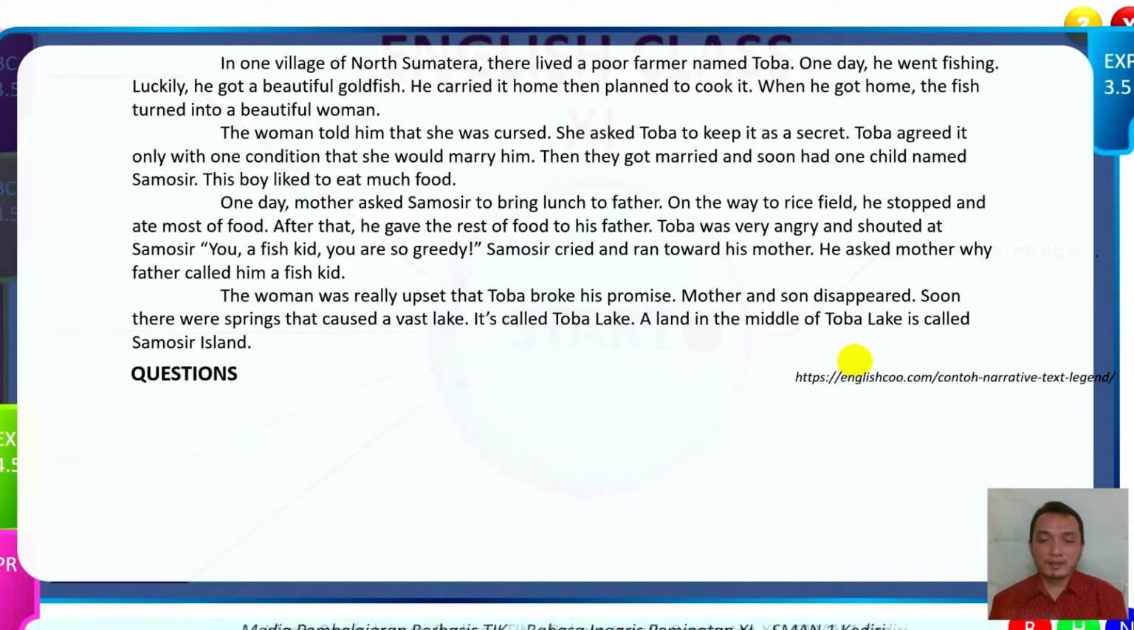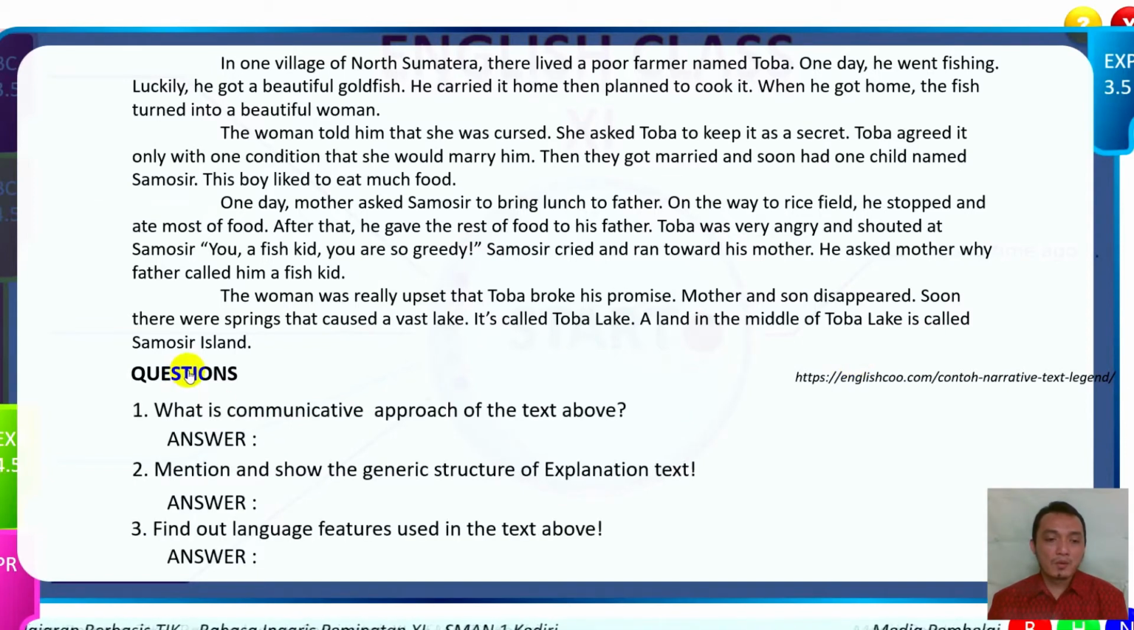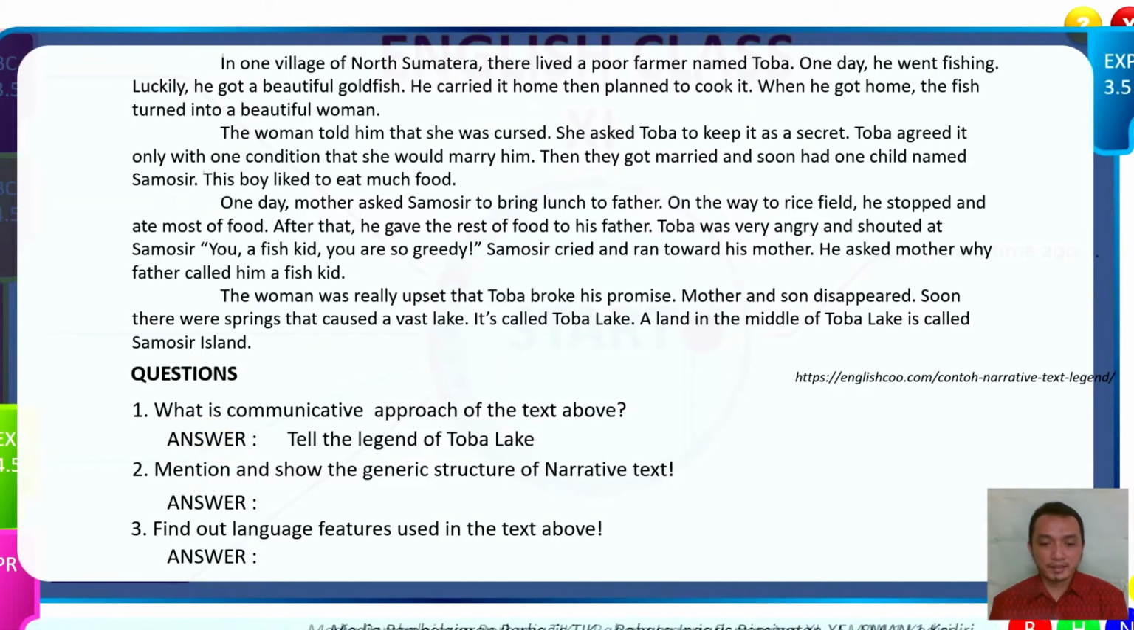So this is a story from Sumatra telling about the legend of Toba Lake. There are some questions that you should answer here. What is the communicative purpose of the text above? The communicative purpose of the text above is to tell the legend of Toba Lake. Number 3 is to mention and show the three structures of narrative text. Because you know that in narrative text there are three generic structures that compile into one and become a narrative text.